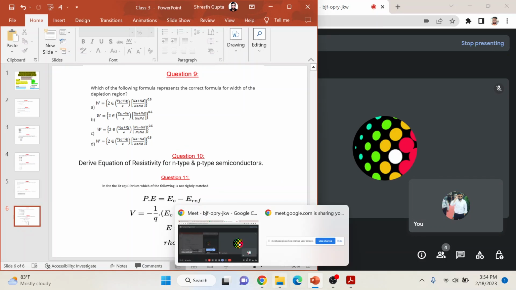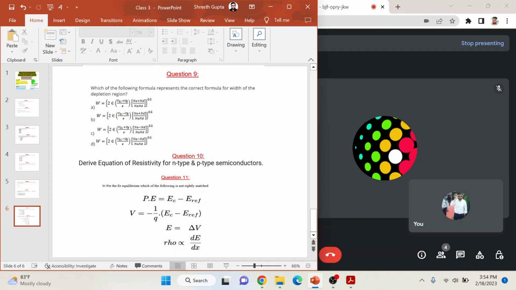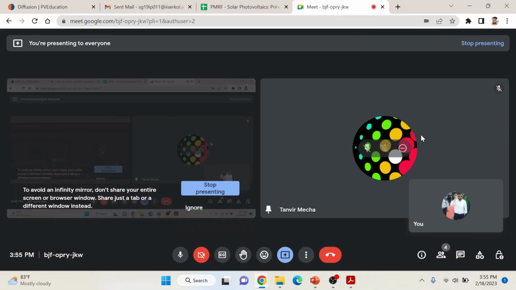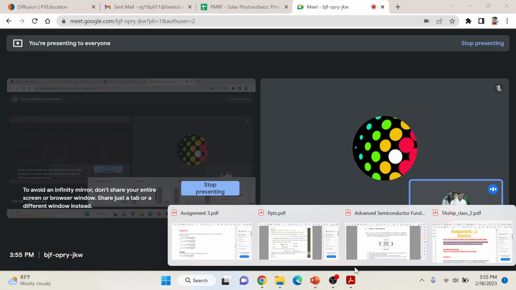Sir, one thing I want to tell you. The incident angle formula, cos theta, is very difficult to remember, sir. It is a huge equation. Is there any shortcut method to remember the incident angle cos theta?